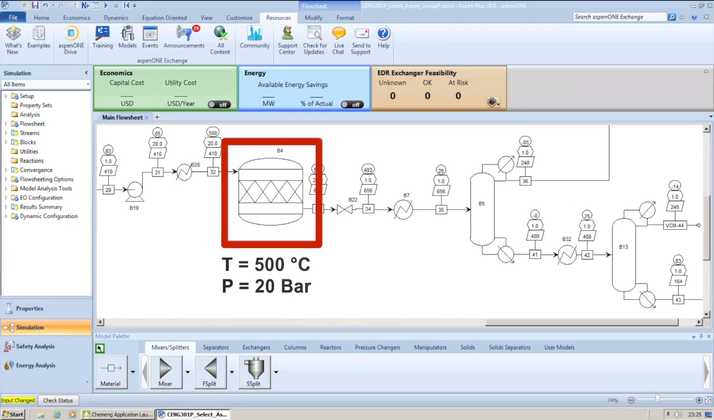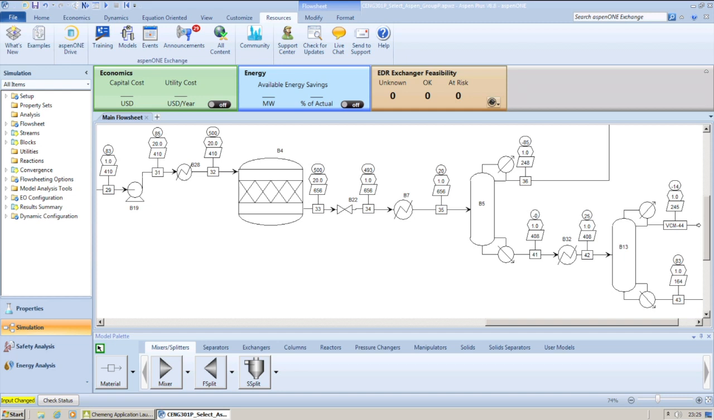The pyrolysis reactor operates at 500 degrees Celsius and 20 bar. Its main function is to crack EDC into VCM and HCl. The first column separates the HCl from heavy products such as EDC and VCM. It operates at 0 degrees Celsius at the bottom and minus 85 degrees Celsius at the top. The second column separates the EDC and VCM. It operates at 83 degrees Celsius at the bottom and minus 14 degrees Celsius at the top. The output VCM purity is 99.8%.